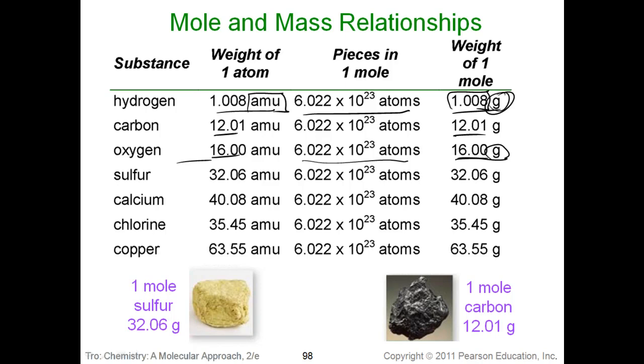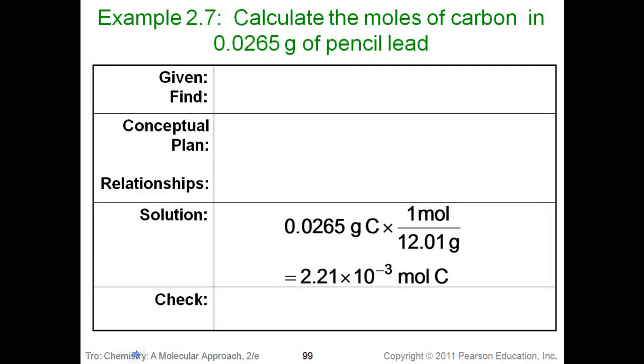Again, what this is showing is molar quantities are a quantity that we can actually manipulate and see, whereas we can't see an atom. All right, so you're going to have problems like this on your quiz, your homework, your test. They say calculate the number of moles of carbon in 0.0265 grams of pencil lead. So you know this is about the amount of lead when you're writing on your paper with pencil that's deposited on the paper. So you write down what's given.